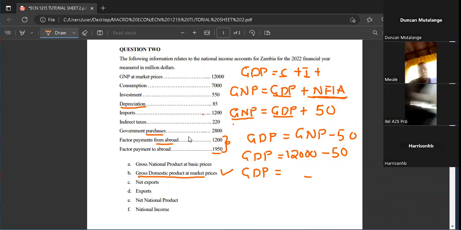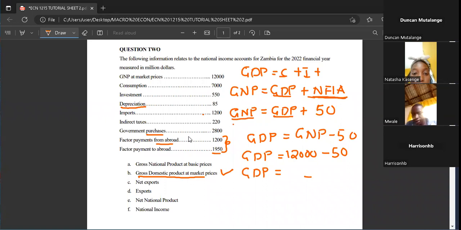I don't know how you have found this 50. Because when you subtract 1,000, it's given 350. This is 350 here. No, 1,200 minus 1,950 is not 350. It's negative 750, not 350.